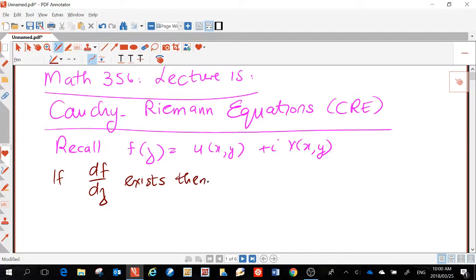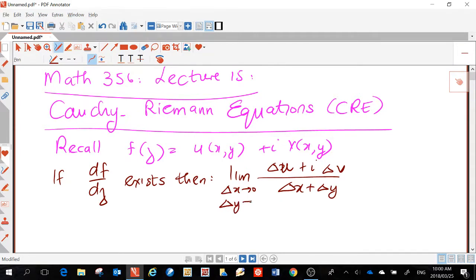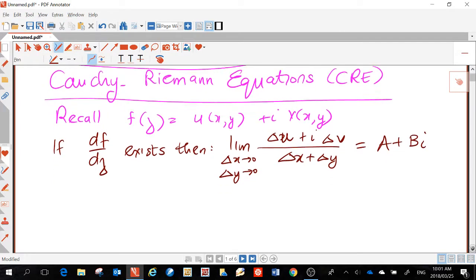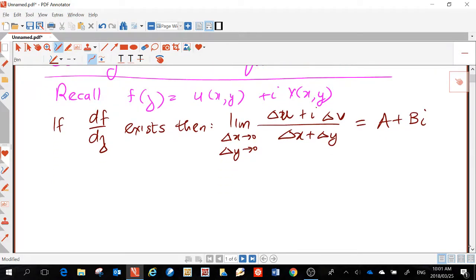Now, if the derivative df dz exists, then if you write out the Newton quotient formula, the limit of delta u plus i delta v over delta x plus i delta y, as delta x goes to 0 and delta y goes to 0, will be equal to some complex number a plus bi, if it exists. Now, when we say if it exists, we mean that the limit approaches the same number along any path.